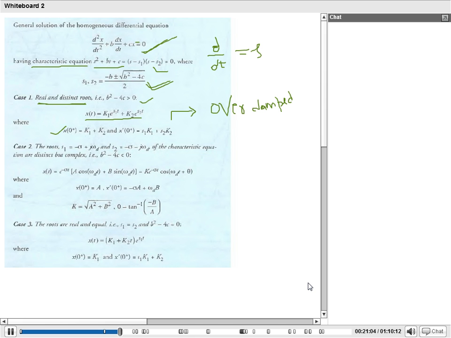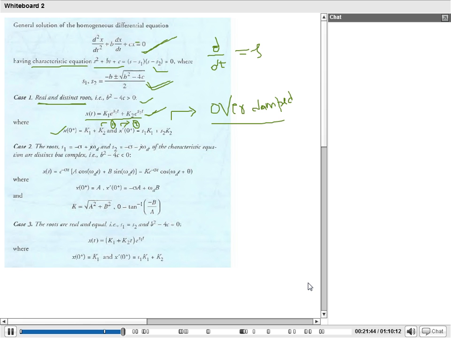First, in the same solution x of t, I am substituting t is equal to 0 plus. So K1 plus K2 is equation 1. Then I am differentiating x of t with respect to t, that is x dash of t, and substituting 0 plus. This is equation 2. Solve these two equations, you will get the unknowns k1 and k2. This is the way to find k1 and k2. Once k1 and k2 are obtained, just substitute in the response x of t, so you will get the response.